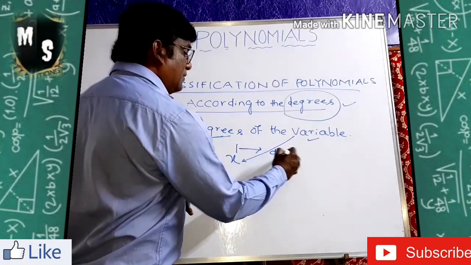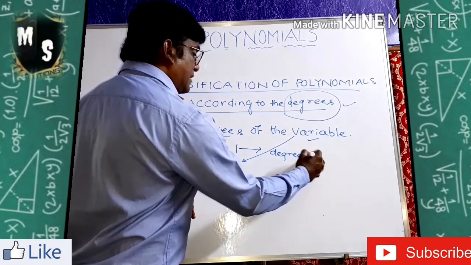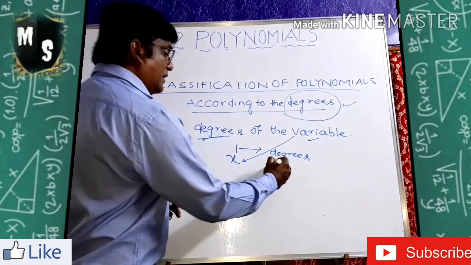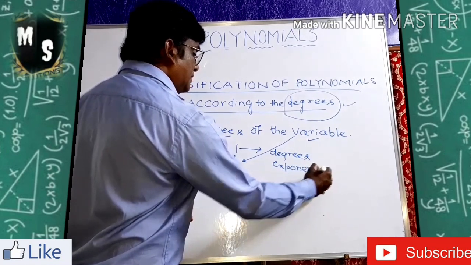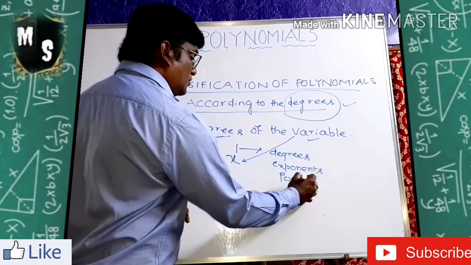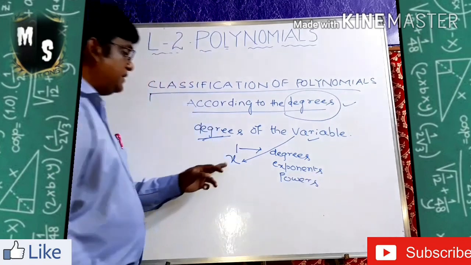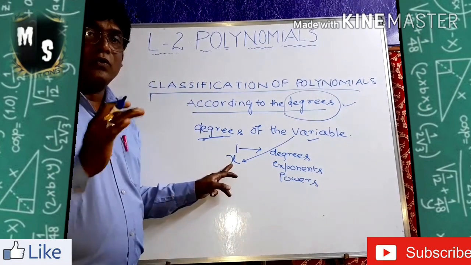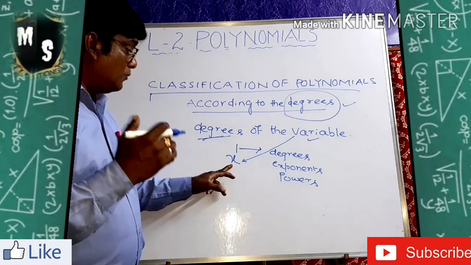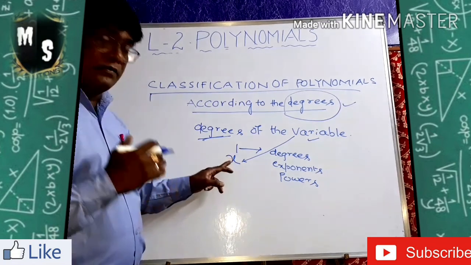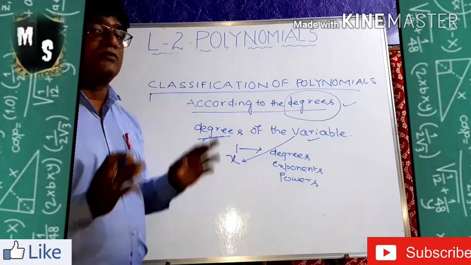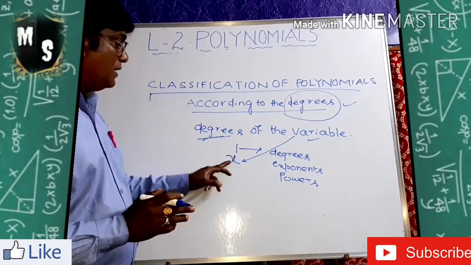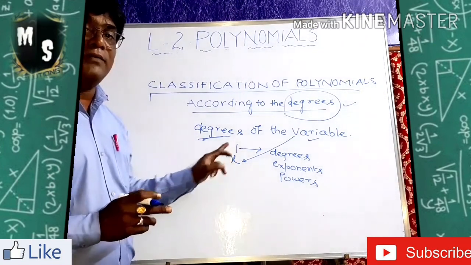Degrees are the exponents. They can be called degrees, exponents, and powers also. Now you see what is the power of the variable. What is the variable here? The variable is x. So what is the power of the variable? The power of the variable is 1. So it is a degree 1 variable.